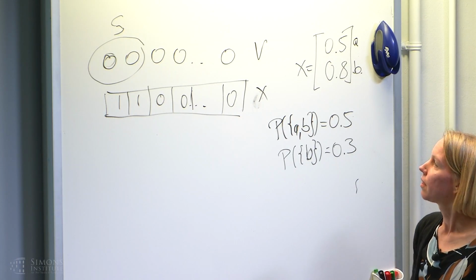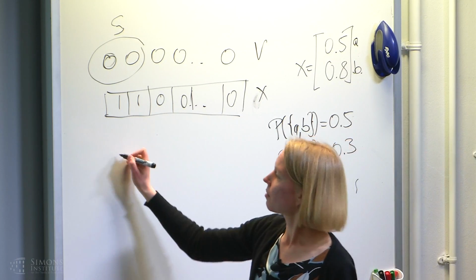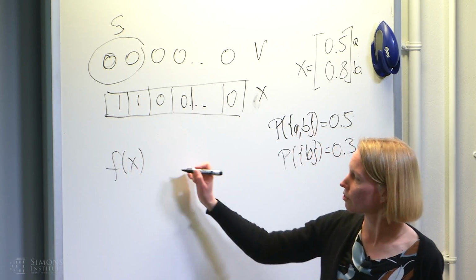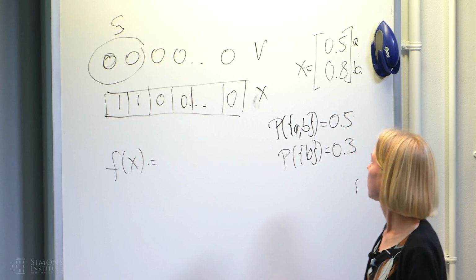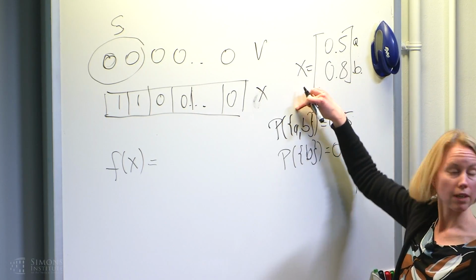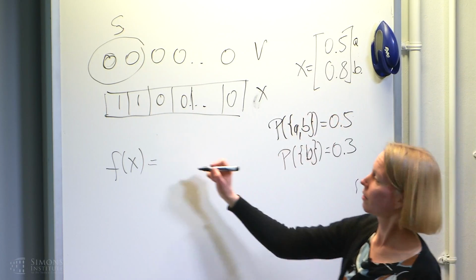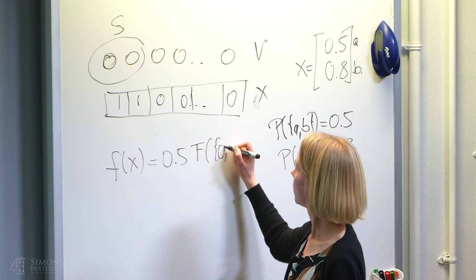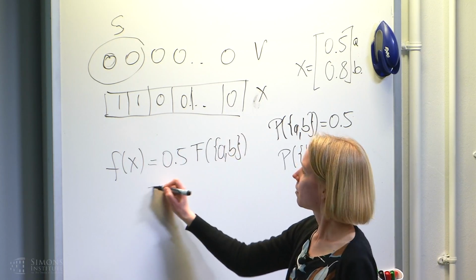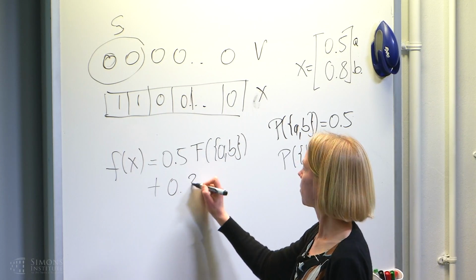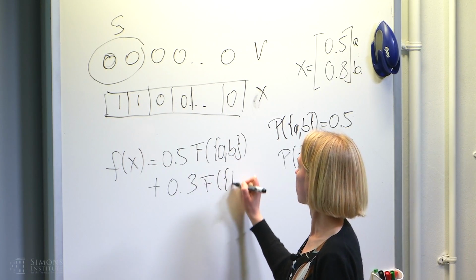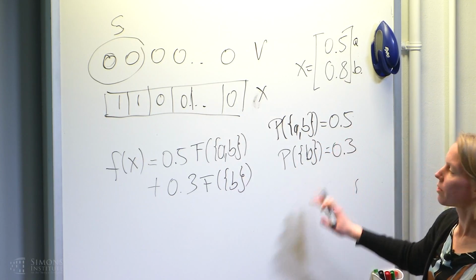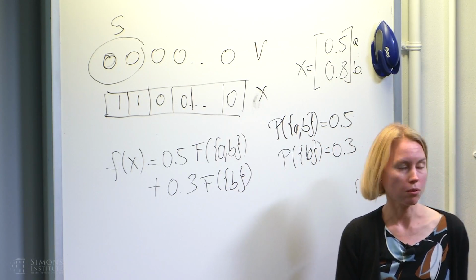So that's my sampling. Now what is my extension here? And this is the Lovász extension. It's going to be 0.5 times the function evaluated at both guys, plus 0.3 times the function evaluated just at B, plus 0.2 evaluated at the empty set, which we set as 0.